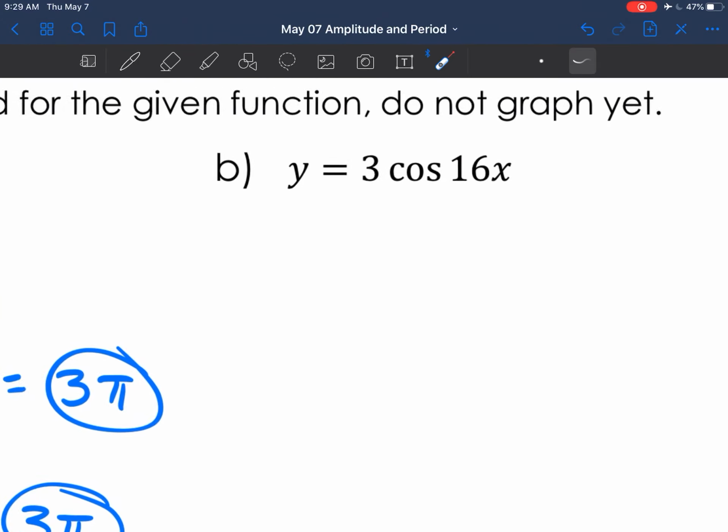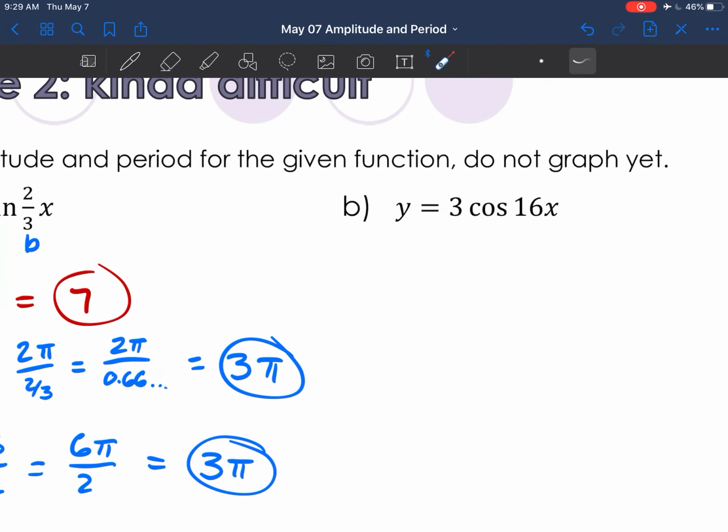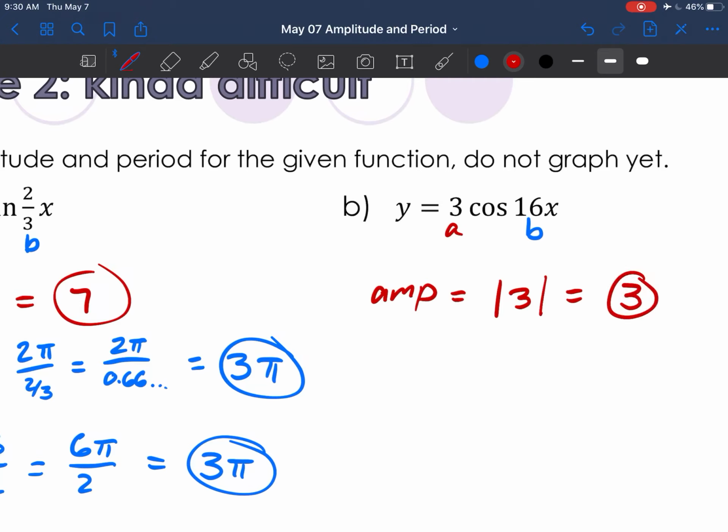All right, so last example is 3 cosine 16x. So like before, amplitude is whatever number's in front, so A, and the period, you use a formula, but we're going to be using the 16 in the formula. So amplitude, which I've been abbreviating as amp, would be the absolute value of 3. 3 is already positive, so it stays positive.